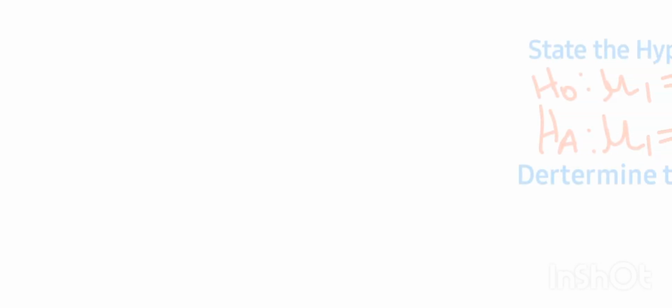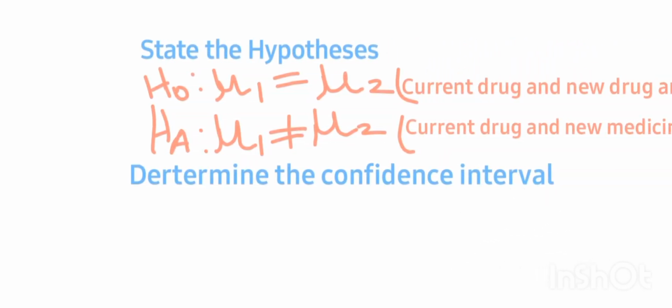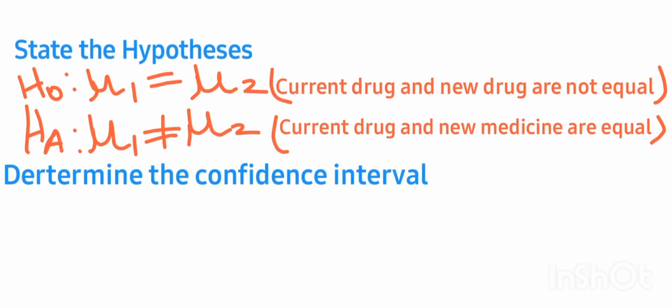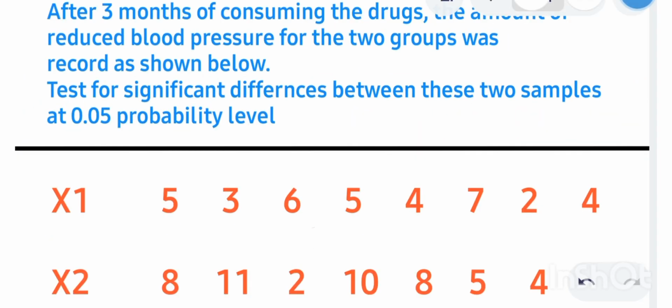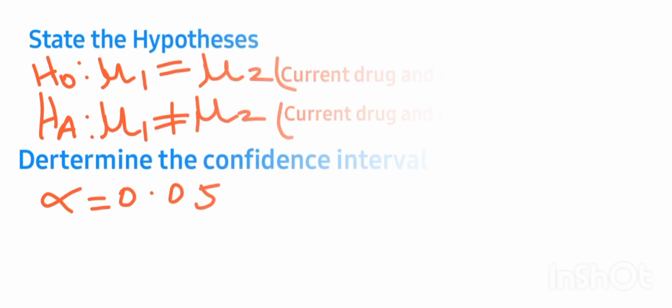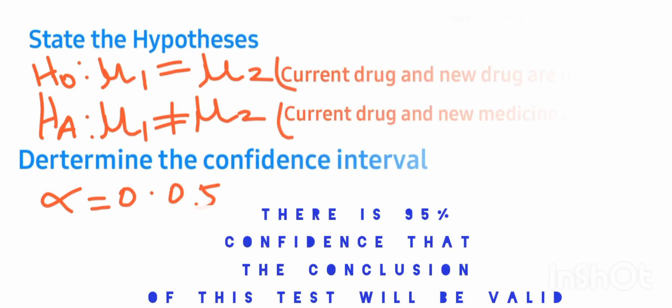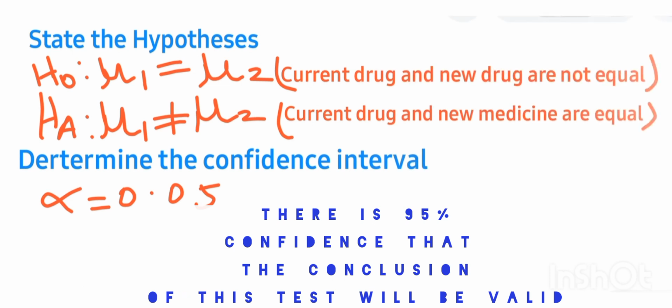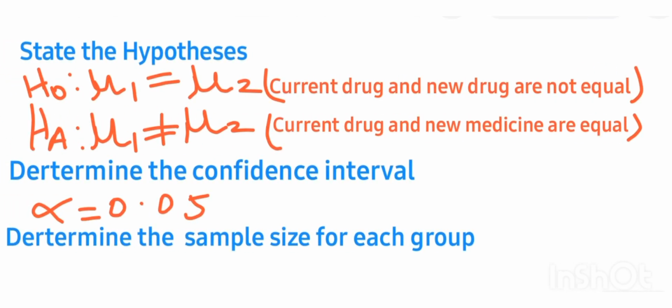Step 2 says determine the confidence interval. That takes us back to our question. Looking at our question, we could see at 0.05 probability level, so we represent that with alpha equal 0.05. What this simply means is that there is 95% confidence that the conclusion of this test will be valid.